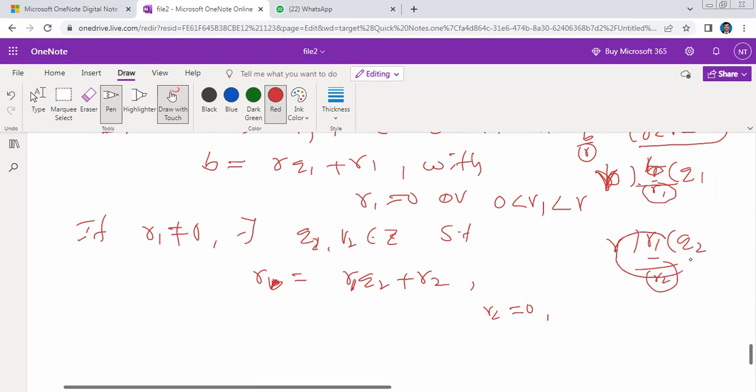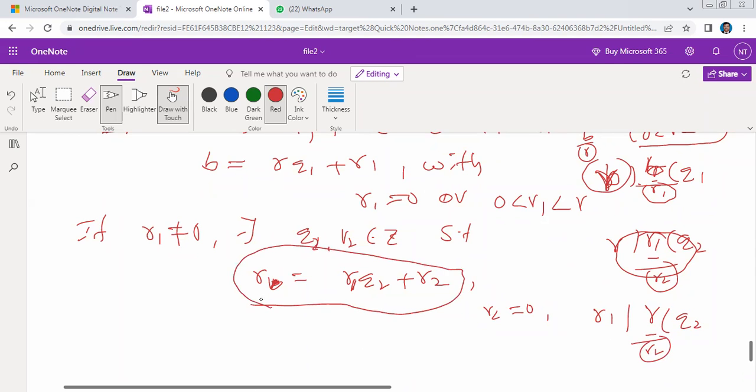Here we are dividing r by r1. Quotient is q2, remainder is r2. This is the relation. So now this process should continue. Can anyone tell what comes next? r1 is equal to r2 q3 plus r3, then r2 is equal to r3 q4 plus r4, and so on.